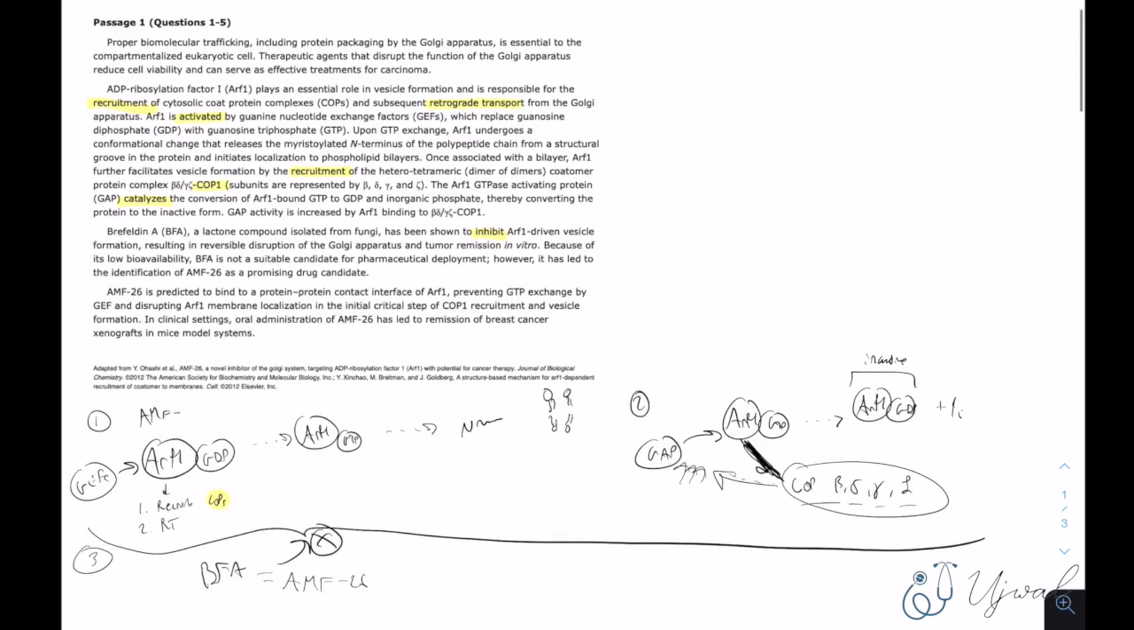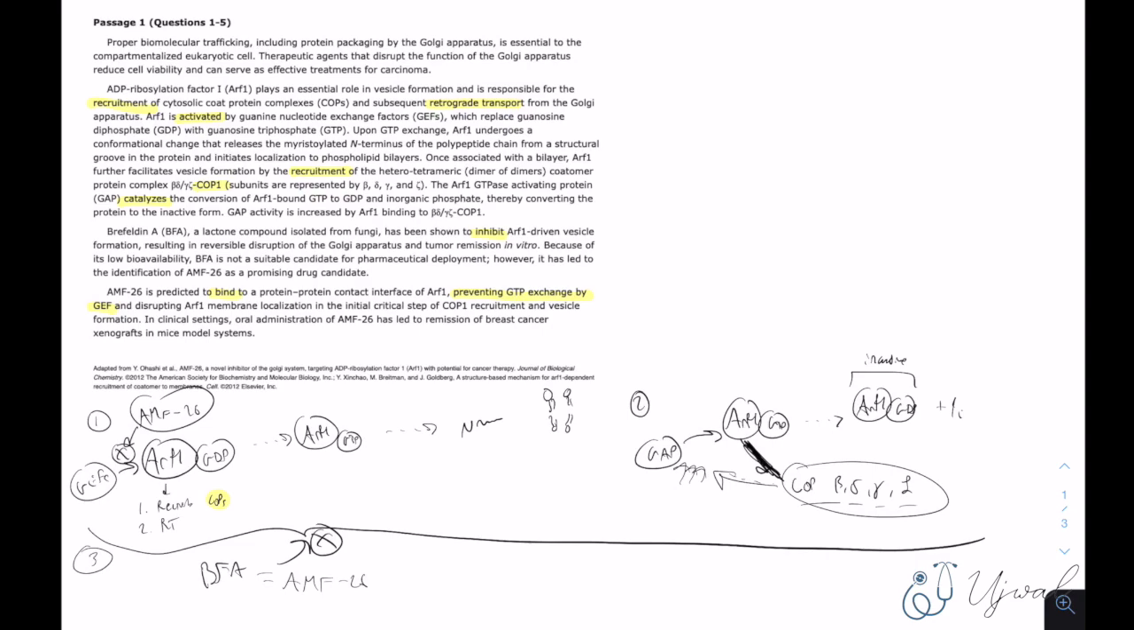AMF 26 is actually going to, as we see right here, bind, preventing GTP exchange by GEF. And this is where my GEF is in the first scene, and so that's why I'm drawing it right there. And I'm going to put an X right there because it's disrupting that whole process. And it talks about how it's disrupting membrane localization in the initial critical step of COP1 recruitment and vesicle formation.